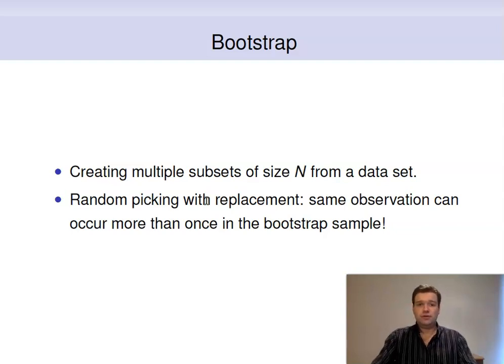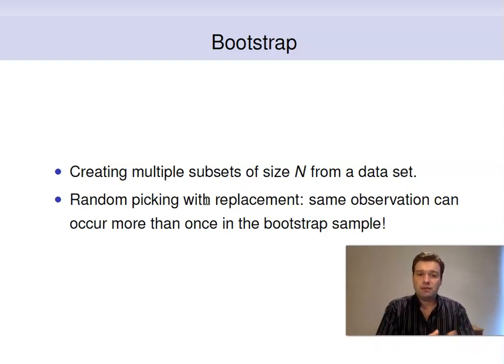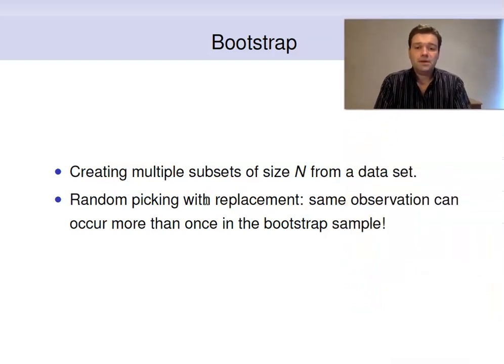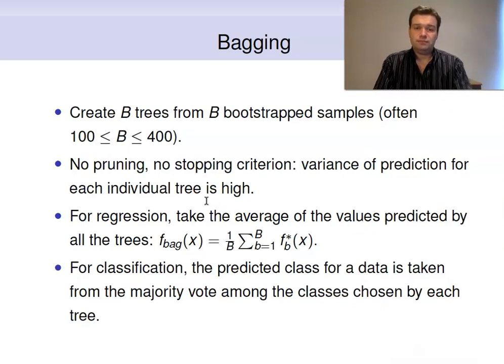How is it possible to construct that? Without any problem. Random picking with replacement. We pick up randomly with replacement data from the initial data set. The result of this is one Bootstrap sample. We do that B times and we have B Bootstrap samples.